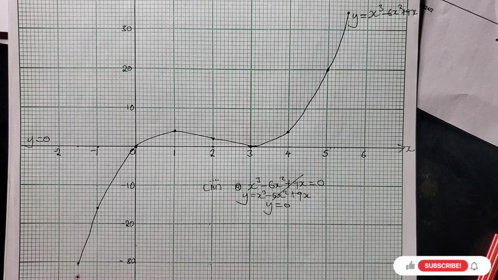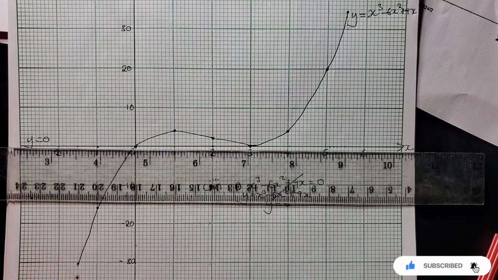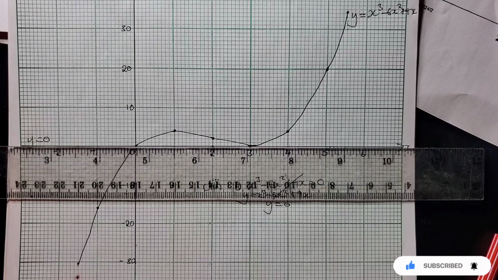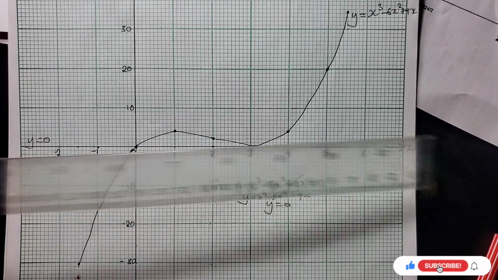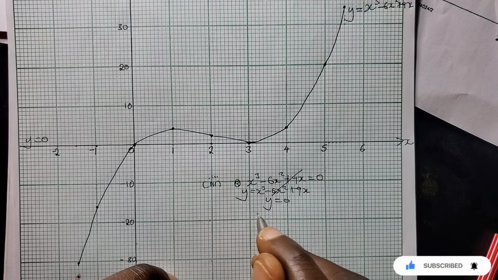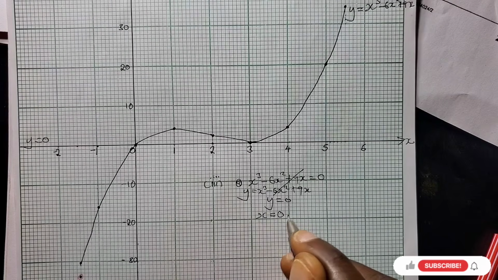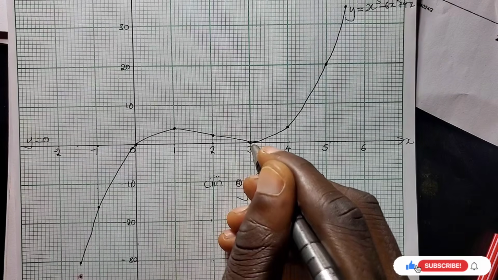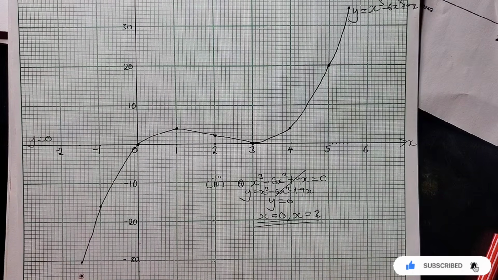Now where y is equal to 0 there, what is the value of x? So when you draw your line here, how many times does this line cut or touch the curve? You see, 2 times. It has 2 points, 1 and here. So you can say x is equal to 0, and x is also equal to 3. So these are the answers.